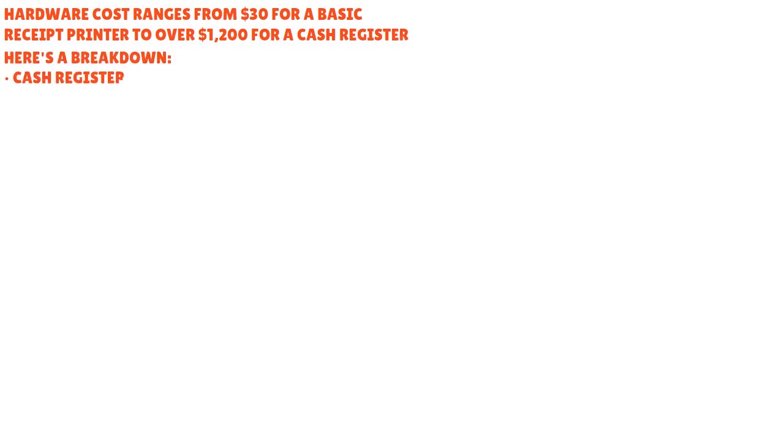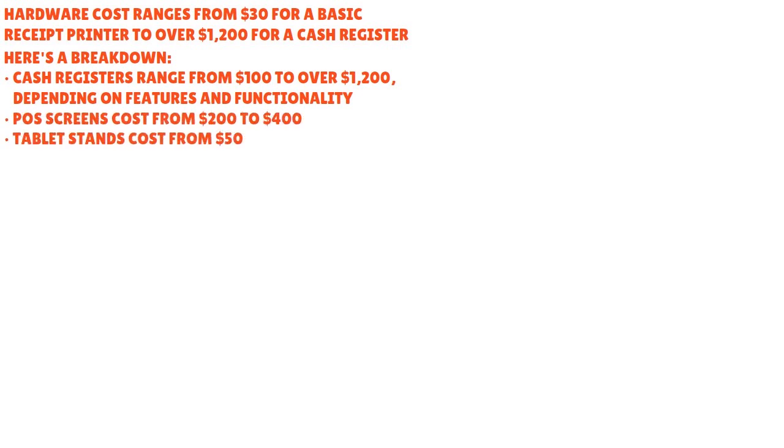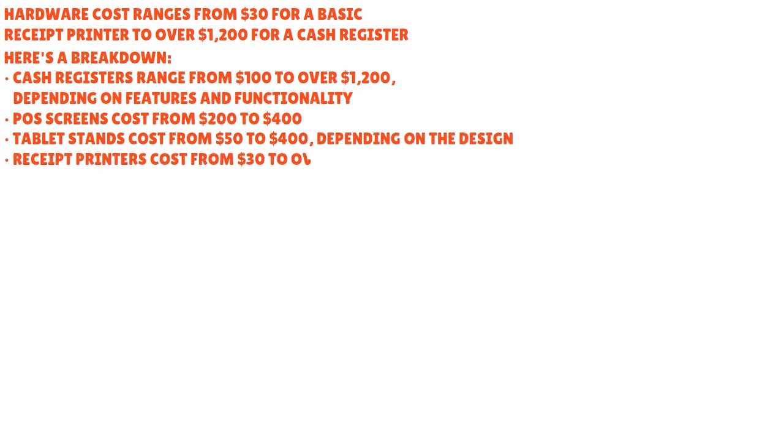So cash registers range from $100 to over $1,500 depending on features and functionality. POS screen costs from $200 to $400. Okay, I'm gonna put this on the screen. So the tablet costs anywhere from $50 to $400 depending on the design.